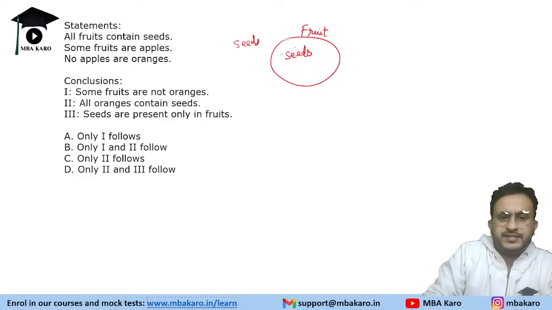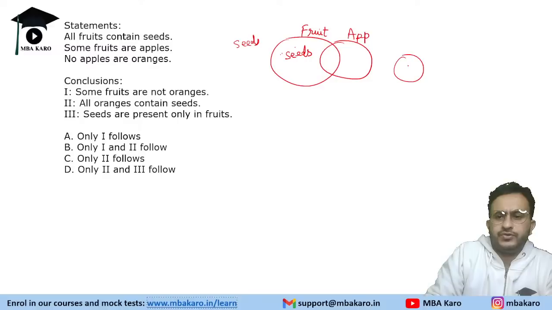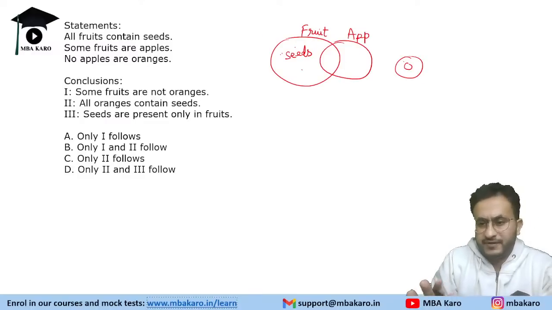Second says some fruits are apples. So this is apples, and no apples are oranges. So oranges is a separate entity, but it does not mean that fruits cannot be oranges. So we can have this also as a possibility. So we have several other possibilities. This is the basic Venn diagram that we have, right?